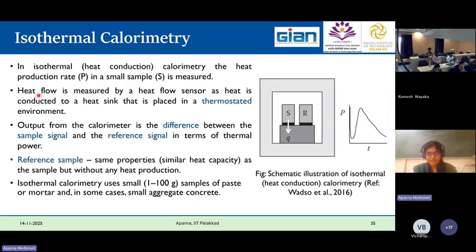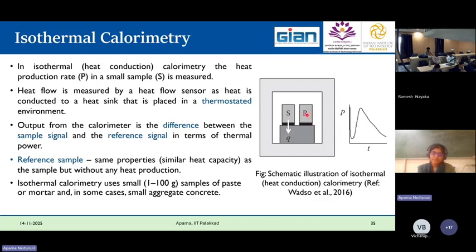In isothermal calorimetry, as I said earlier, we measure the heat flow from the heat flow sensor as heat is conducted to the heat sink from the sample, and the output is the difference between the sample signal and the reference signal. This is to eliminate any crosstalk or any noise that can arise from the surrounding environment. And the reference sample is important over here. As I said earlier, the sample will emit heat, and that goes to the heat sink. Reference should be inert. Now, how much inert material should I keep? That is the question over here.